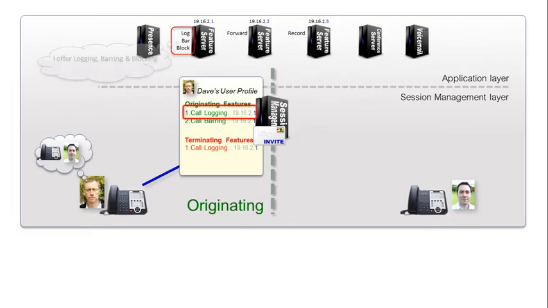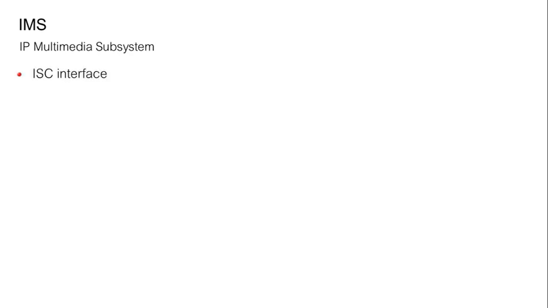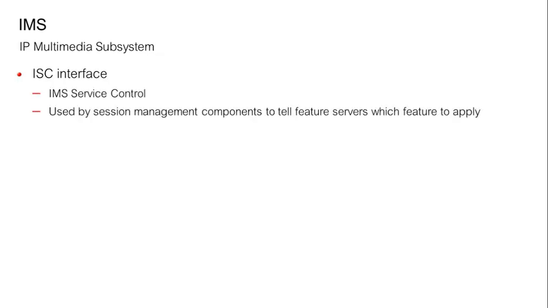Nice. One more thing real quick. Where a feature server offers multiple features, like this one, on receiving a request, how does it know which of those features to apply? Well, session management borrows a trick from the IMS, the IP Multimedia Subsystem. We'll introduce the IMS properly later, but for now we'll just discuss its ISC interface, the IMS Service Control Interface, used by session management components to tell feature servers which feature to apply.